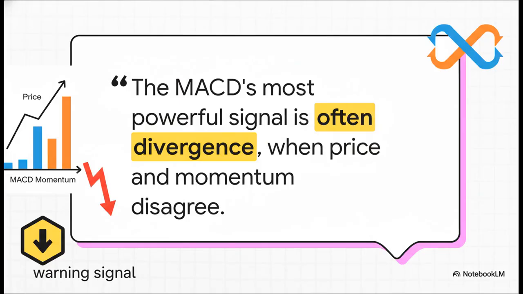And guess what? That same powerful concept of divergence applies here too. When the price is pushing up to new highs, but the peaks on the MACD histogram are getting smaller and smaller, that's a massive red flag. The market is basically telling you that the strength behind that move is disappearing.